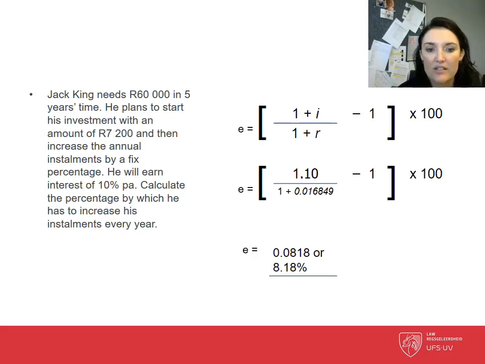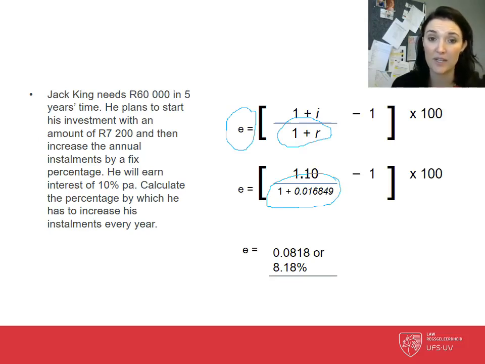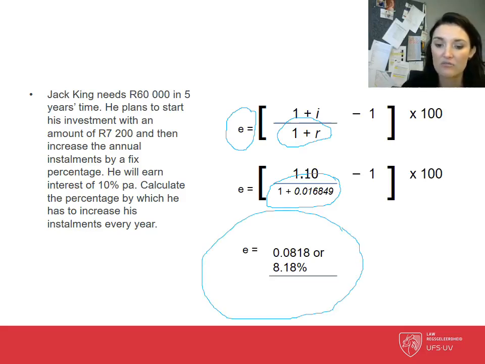Okay, so you can see from this last slide that the escalation rate in this case will be equal to 1 plus the interest rate divided by 1 plus the resultant rate. Now this is the one that I was talking about in the previous slide, where you will ignore the negative sign in front of the 1.68, and you will still say 1 plus 0.016849. You will divide that into the 1.10 and still do your calculation, and that will mean your escalation rate works out to be 8.18%.